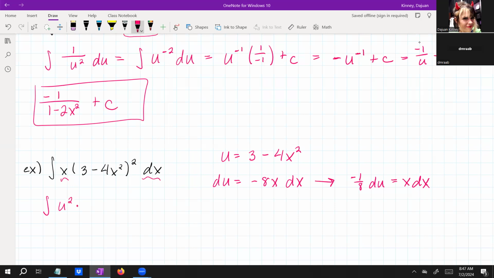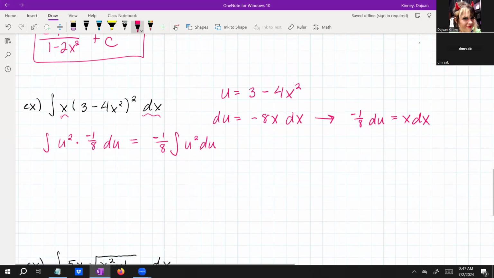Squared times negative 1/8 du. I really don't like that. And here's the exception where I throw something on the outside. Fractions kind of hurt your brain sometimes. So if I can just toss a fraction on the outside and momentarily forget about it when I do the rest of the problem, I'll do that. It doesn't change your final outcome.